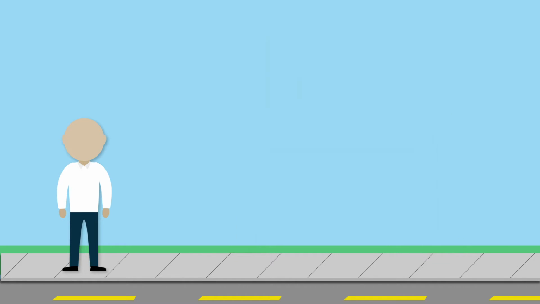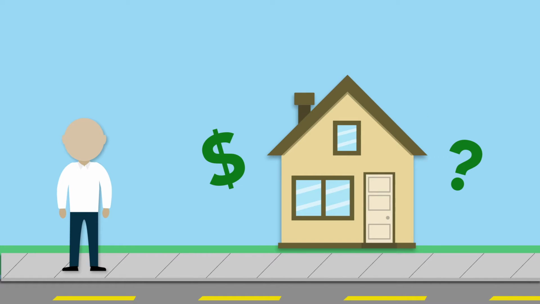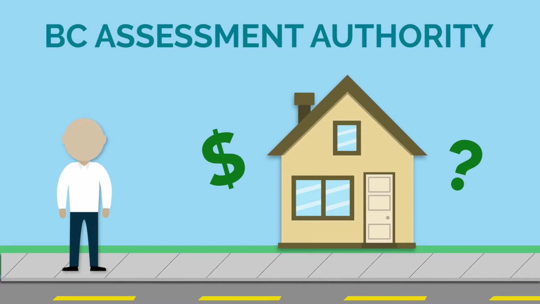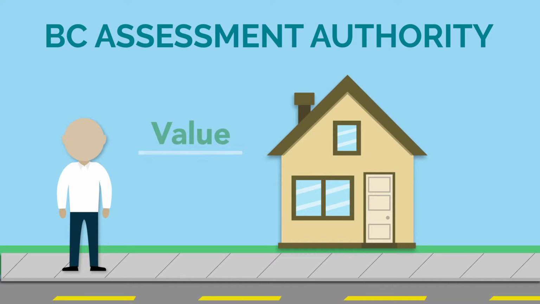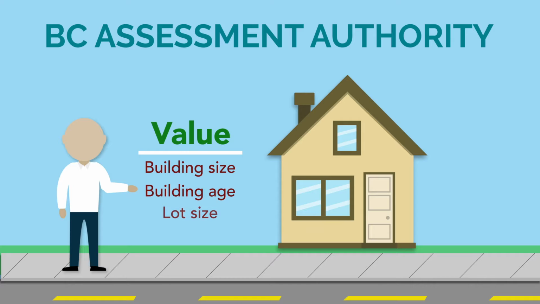The first thing you should know is that the value of all properties is determined by an independent organization called the BC Assessment Authority. They monitor the sale of properties around BC and adjust the values based on the size of the building, the age of the building, the total size of the lot, and other considerations. This information is then given to the city each year.